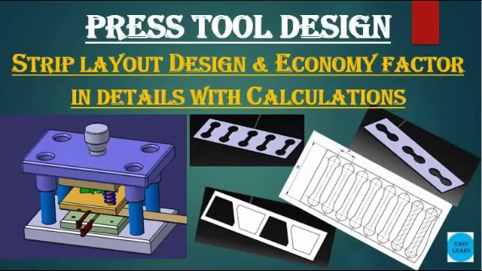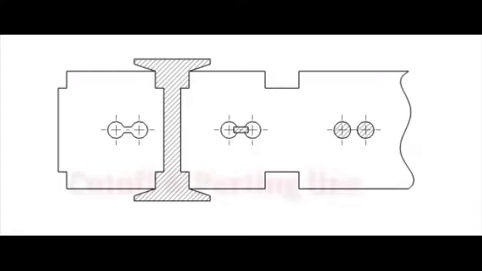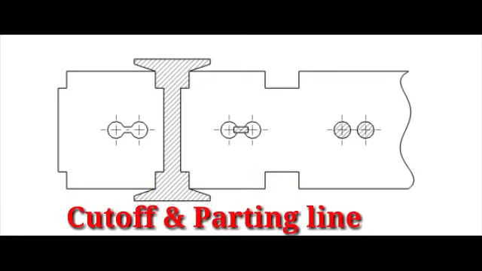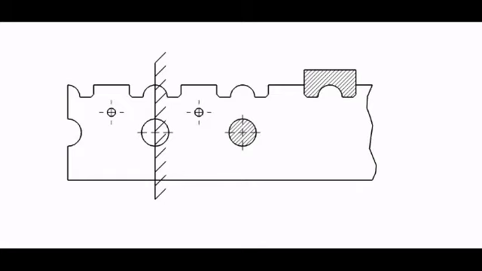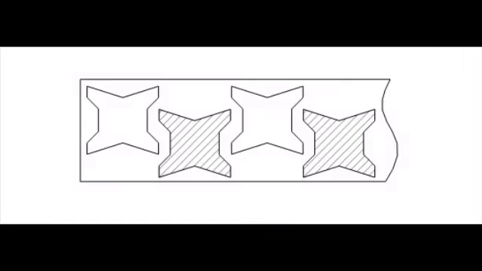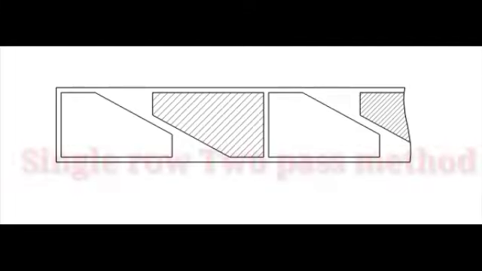Today we are going to see the strip layout of the press tool. In this video tutorial, we are going to see what is strip layout, how to calculate the economy factor, layout of the blanking tools, strip layout for cutoff and parting line, how we can make the layout, what is notching, trimming, blanks having the regular contour, what is single row two pass method, what is double row layout, what is gang dies and angular layout.